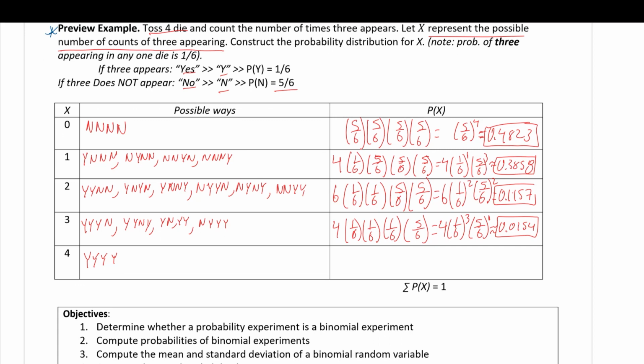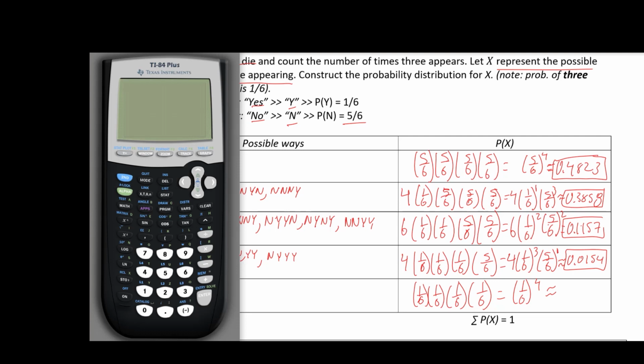Okay, and then finally the last one, all yes's. That's just going to be 1/6. There's only one term of this, 1/6, 1/6, 1/6, and 1/6, which is 1/6 to the 4th power. Now I do want to kind of pause here and just introduce you to scientific notation, really. Let's go ahead and switch over to the calculator here. Okay, now I did want to show you how to actually put this into your calculator.